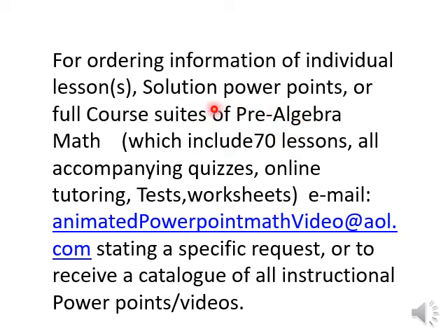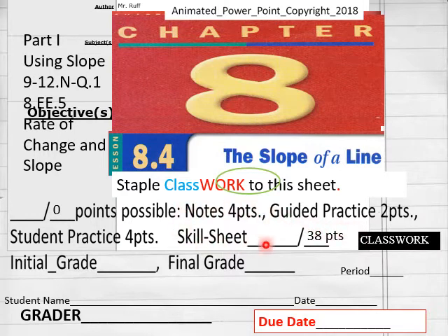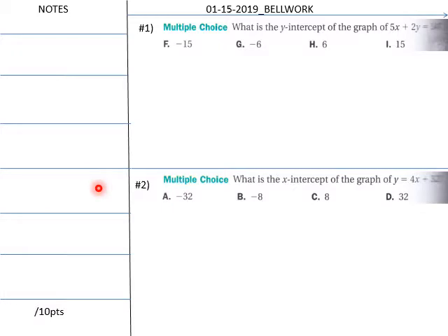Hello everybody, getting ready to do 8.4 of Pre-Algebra Math, Part 1. 8.4, the slope of a line. We have a 38-point skill sheet today, and no note-taking.